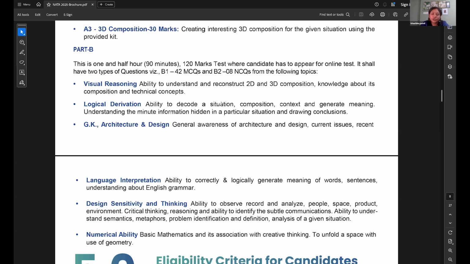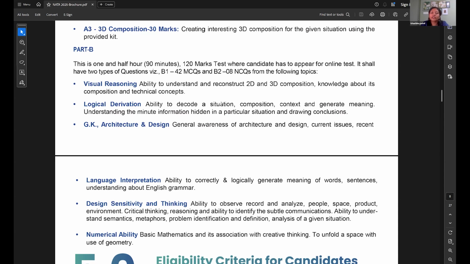With logical derivation, they are talking about composition, principles, context, and the different meanings we associate with them. Along with that, some basic situation or drawing-based questions can also be asked. GK and architectural design, the title itself explains it. All the knowledge we have talked about regarding different architects, practices, buildings, iconic and important information on them, all of that combines for this category.